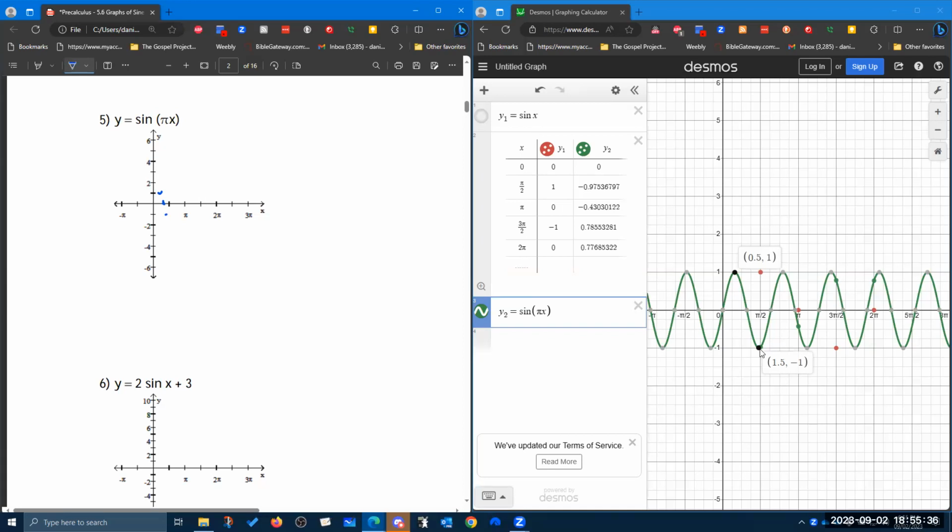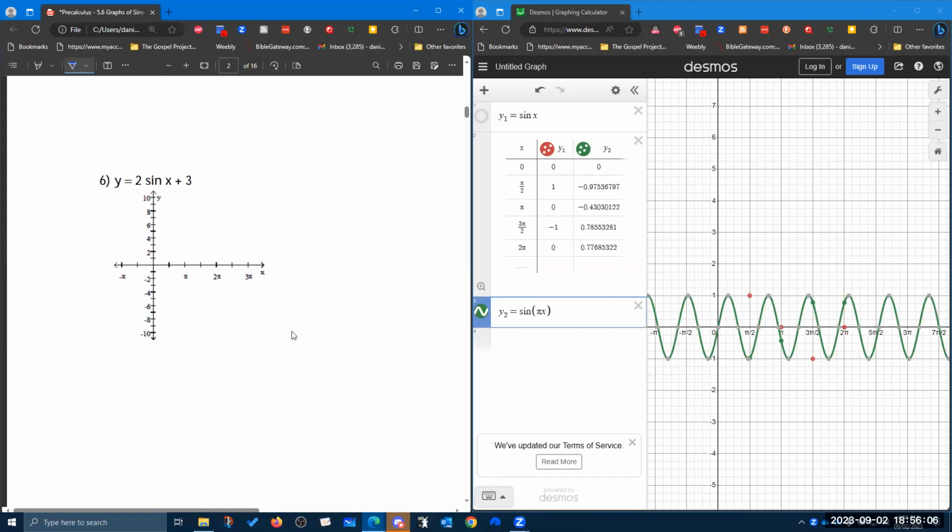The other side here, 0, then up and so on. So not quite at pi. It's happening 3 times as fast. That's what I want you to see. Very quickly. All right. Let's go down to number 6.